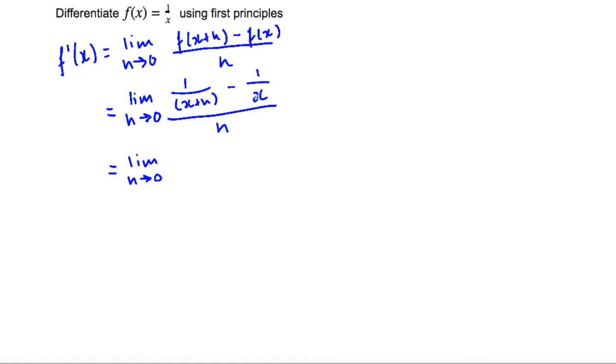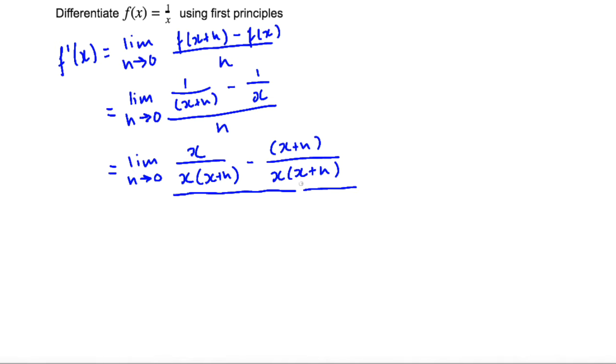So if we do that, it means this x needs to be multiplied into the numerator here and the denominator here, and this x plus h needs to be multiplied into the numerator and the denominator there. So that's going to give us x on x times x plus h minus x plus h on x times x plus h. So that's just finding a common denominator by multiplying the denominators and the numerators. So divided by h.